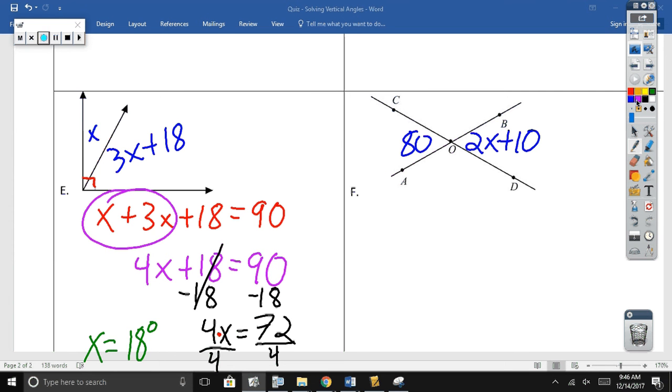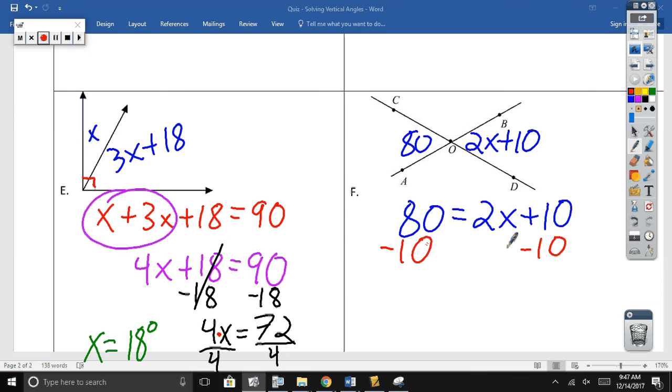All right, with our last one, that same skill of saying what's on the page. In this case, I have two intersecting lines and I have angles that are vertical, or across from each other. Therefore, these two angles are going to be equal to each other. So I'm going to set them equal to each other because I know they're congruent, and then solve for my variable. First, move the number being added or subtracted. In this case, that's 10. We're subtracting because it's a positive 10. That cancels out, so we get 70 equals 2x. Since we're multiplying by 2 here, we're going to do the inverse and divide by 2, and we're going to end up with x equals 35.